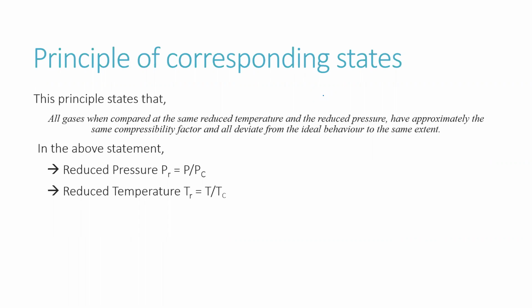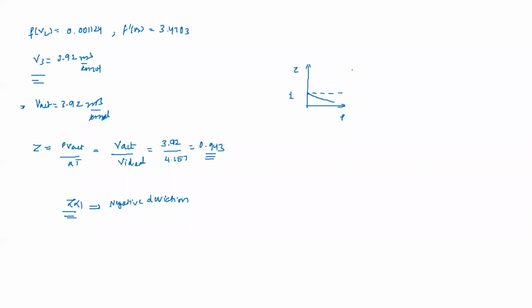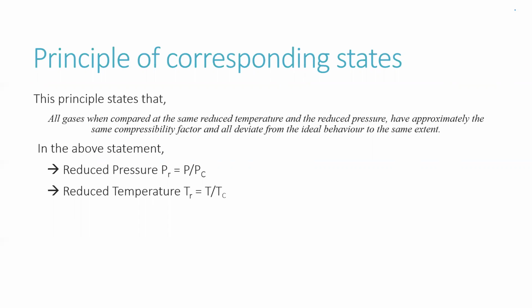Now we come to a very important principle, the principle of corresponding states. For every particular gas, there is a different variation of Z with respect to pressure. If I vary Z with respect to pressure for different gases, for some gas it's going to be like this, for some gas it's going to be like this, for some gas it might go like this. Over here I'm keeping temperature constant. If I vary temperature, there will be many more.